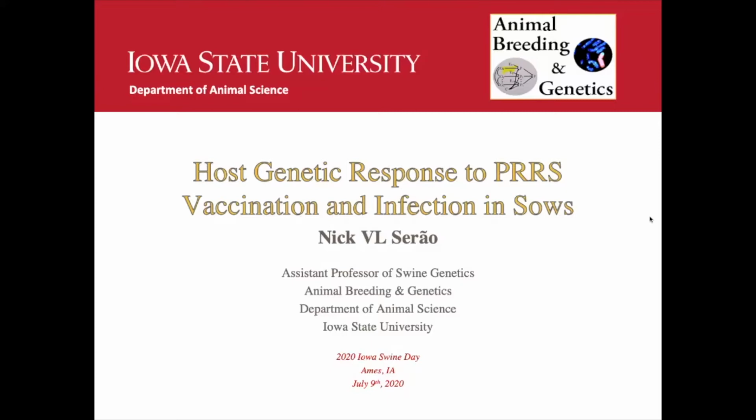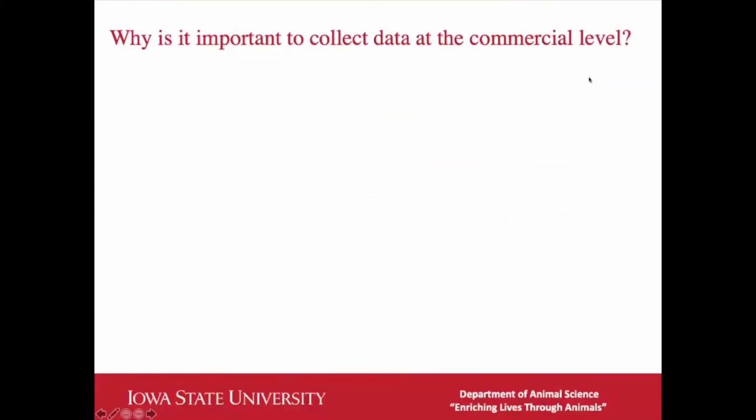So I'll continue talking about disease, but hopefully we never have to deal with African swine fever here in the US. We're going to talk a little bit about PRRS and a lot of what we have done on the host genetic side of it. I'll start by saying that it's very important for us geneticists, especially working with diseases, to collect data at a commercial level. But what does that mean?